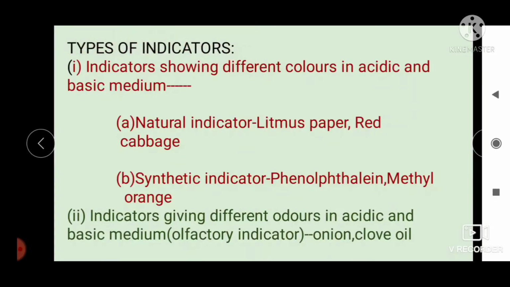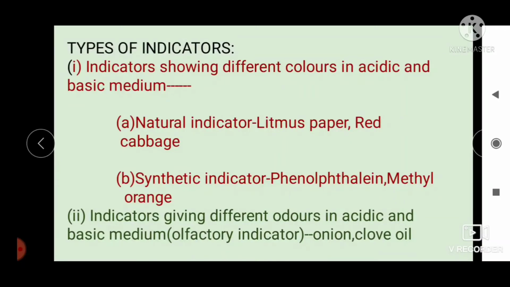Types of indicators. Indicators show different colors in acidic and basic medium. On the basis of this, there are two types of indicators, natural indicators and synthetic indicators. Litmus is a natural indicator. Another example is red cabbage. Litmus is a natural indicator whose neutral color is purple.